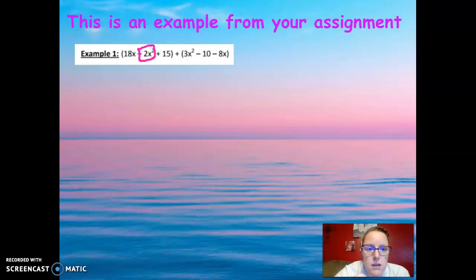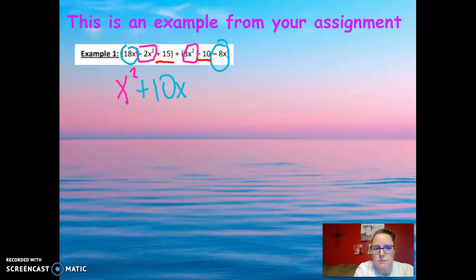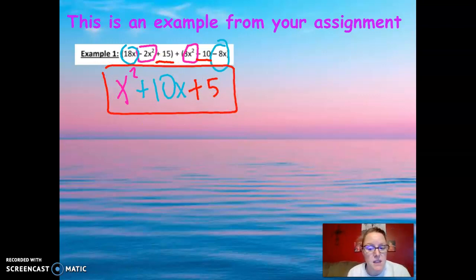For example, the negative 2x squared, I apologize, and the 3x squared are going to combine to give me x squared. And then the 18x and the negative 8x are going to combine to give me positive 10x. And then last, the constants, positive 15 and negative 10, will combine to give me positive 5. So that will be as simplified as I can make the answer.